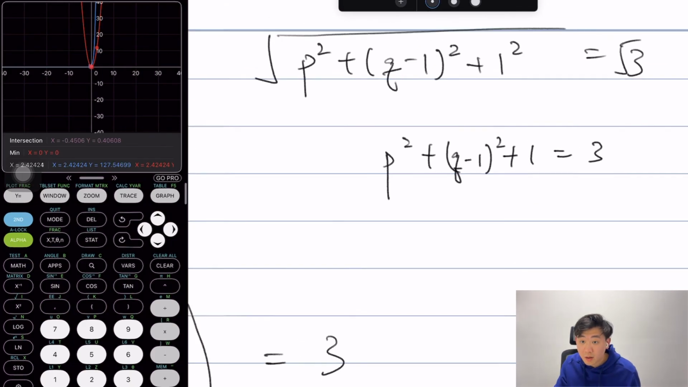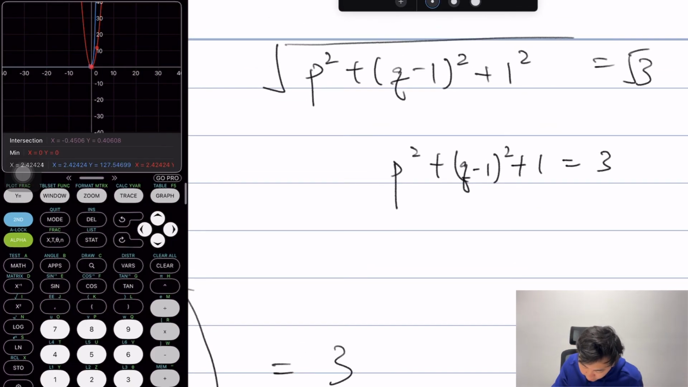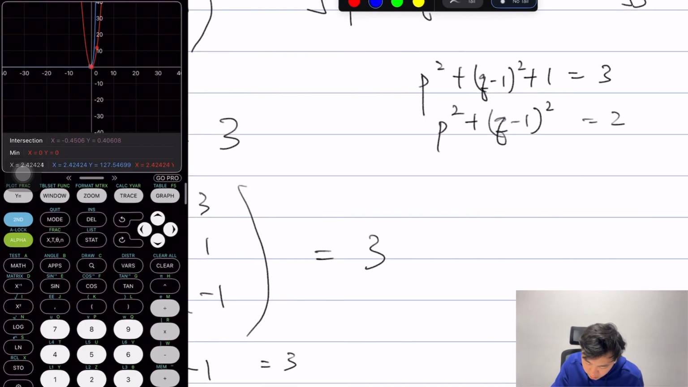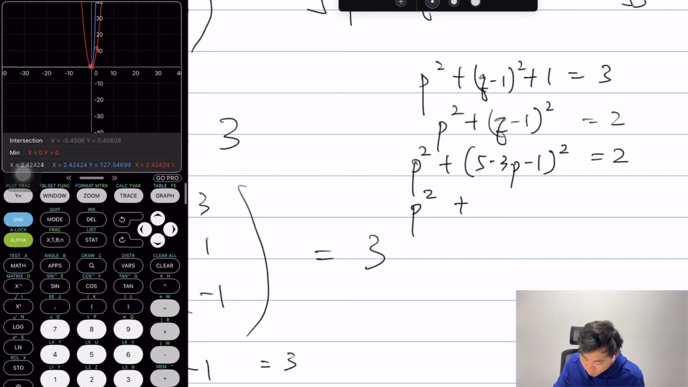We can remove the brackets correctly. Then we can have p squared plus the q minus 1 squared. Actually, it equals 2. So we replace the q with the 5 minus 3p. So p squared plus the 5 minus 3p minus 1 squared equals 2. So p squared actually is plus 4 minus 3p squared equals 2.